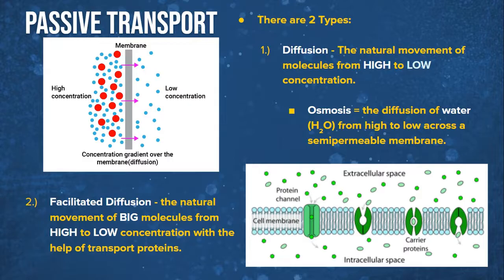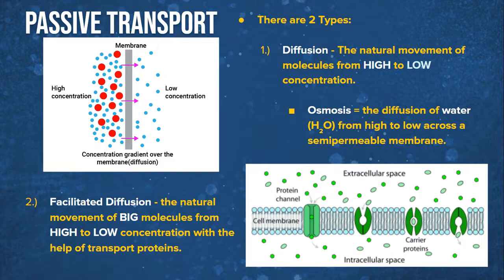There are 2 types of passive transport: diffusion and facilitated diffusion. With diffusion, this is still going from high to low. We see this with gas, with liquids, pretty much any kind of molecules that are moving from high to low, it's diffusion. And when we apply it specifically to the movement of water from high to low, we call this osmosis. So again, osmosis is a type of diffusion, but it's specific to water.